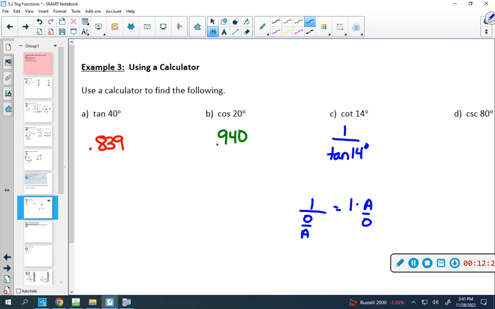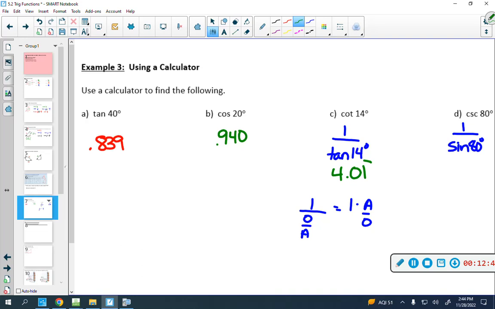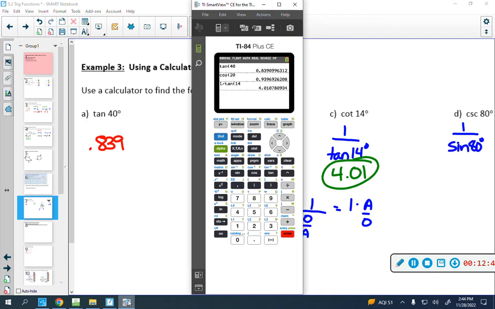So how I can punch this in my calculator, I can do 1 over tan. Cosecant, I can do 1 over sine. And I'm going to type those in for you in just a second. Sheet of paper, that's all you have to do for right now. Okay, so I'm going to use my identities. 1 divided by tan of 14. So 4.01, that's all I've got in me today. And hopefully you already did your 1 over sine of 80. So 1.015.